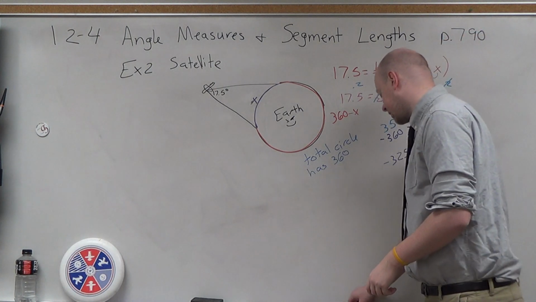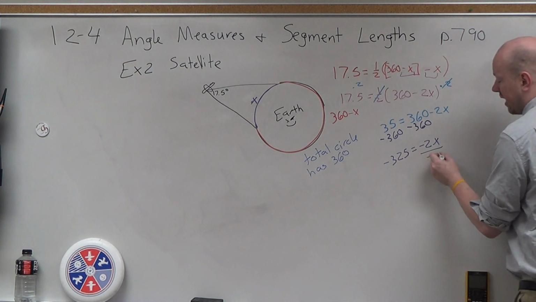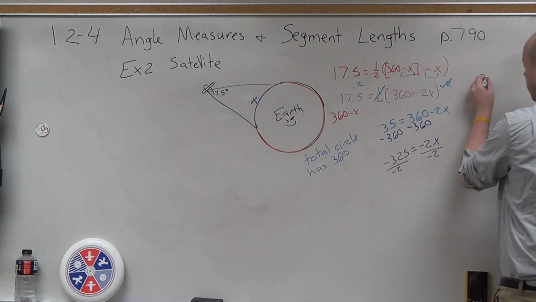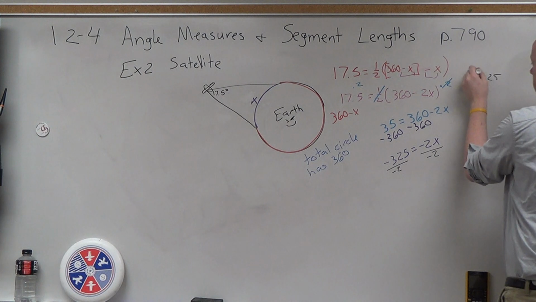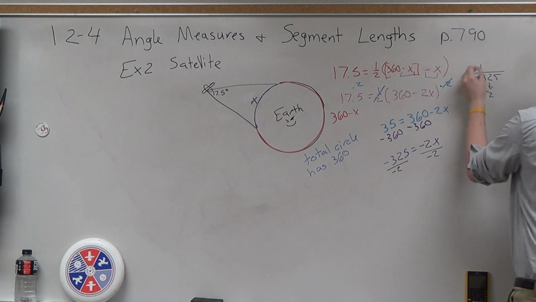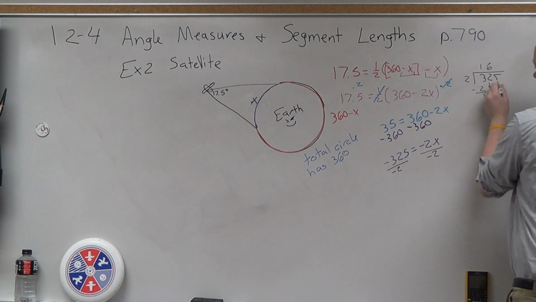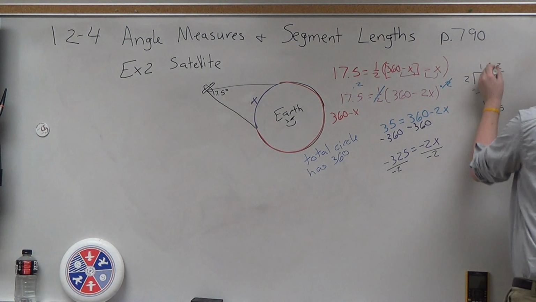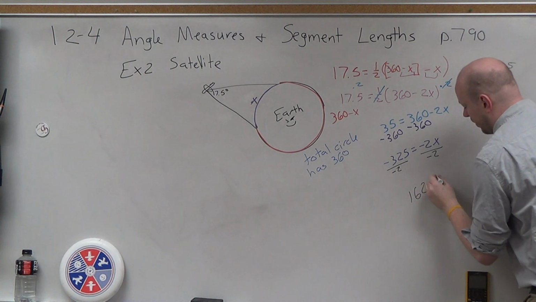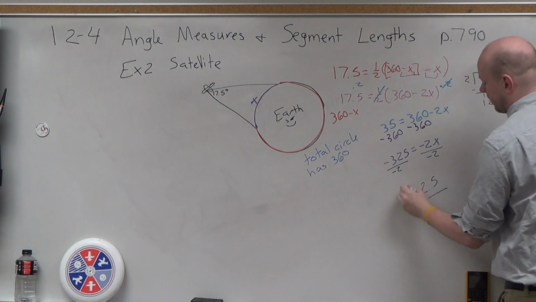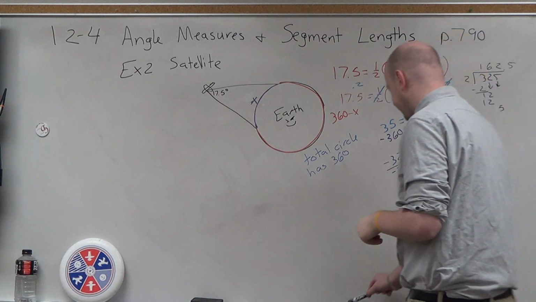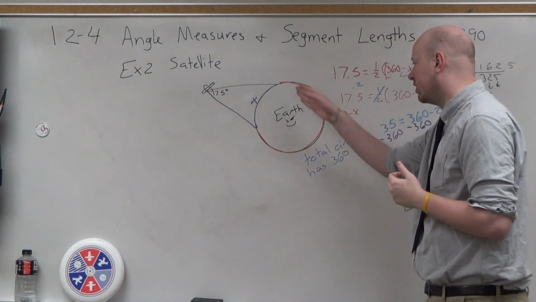And then I can just divide by negative 2, by negative 2. Well, let's see. 325 divided by 2. 162.5 will be my answer. Okay. That one was a little trickier, just because I had to do some figuring.